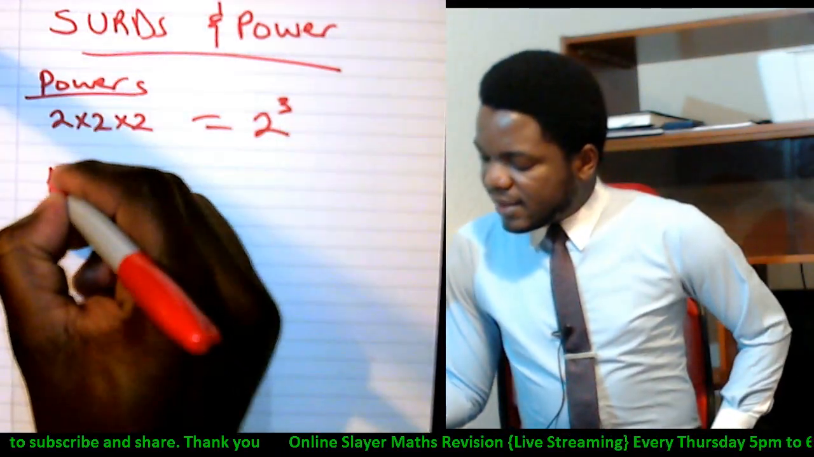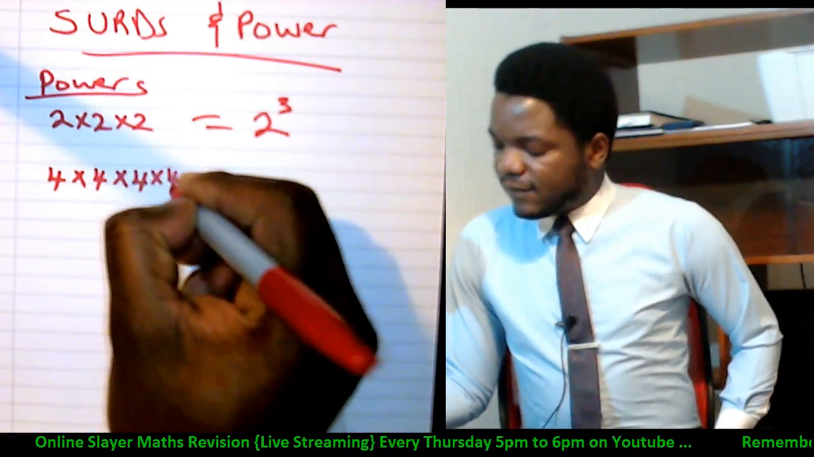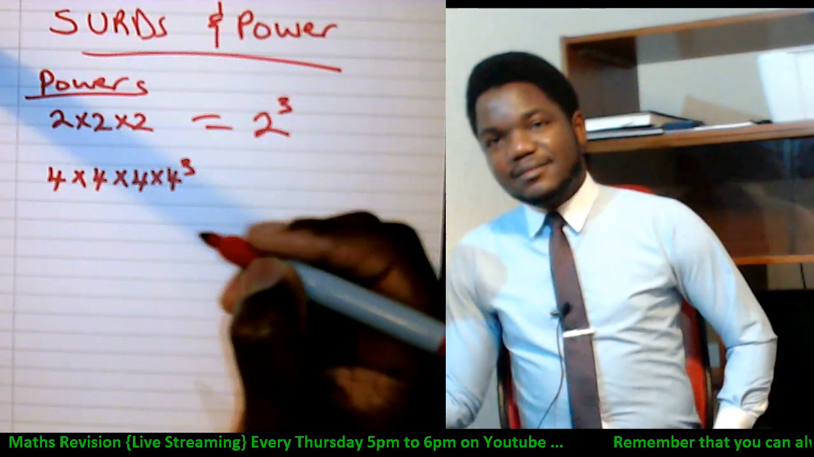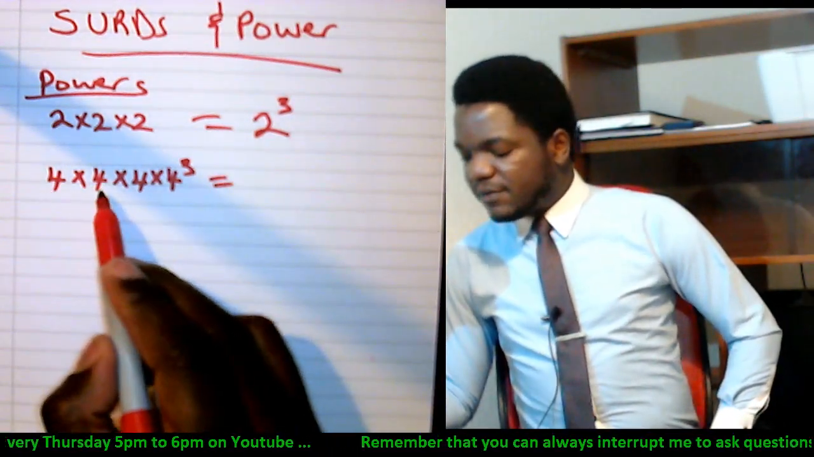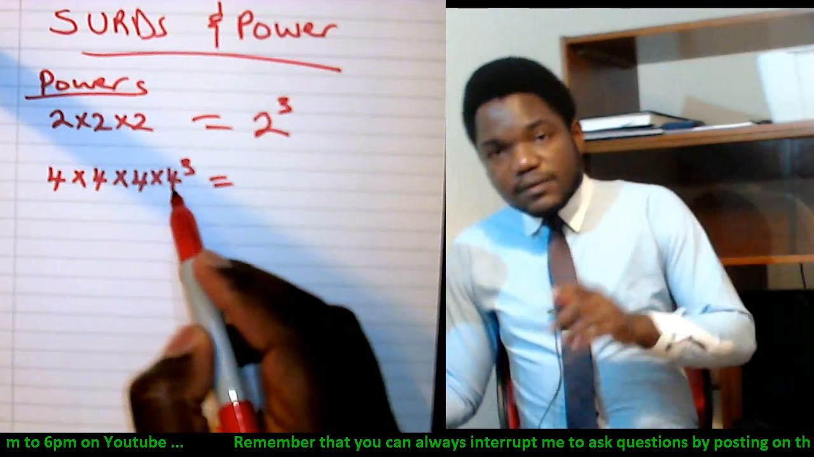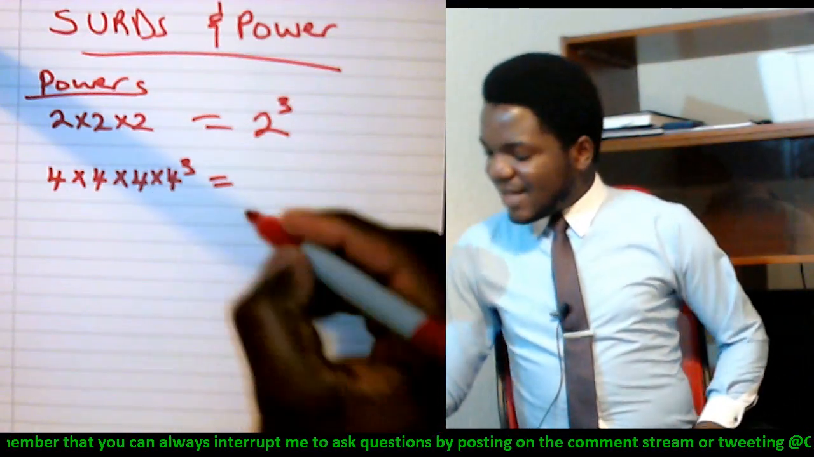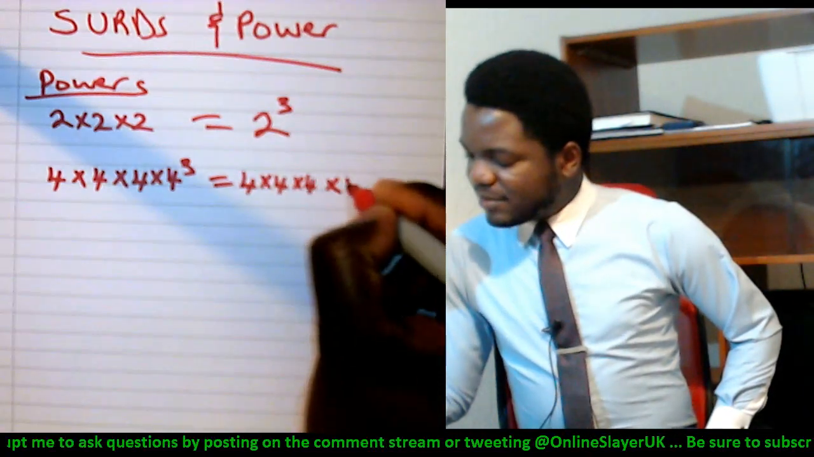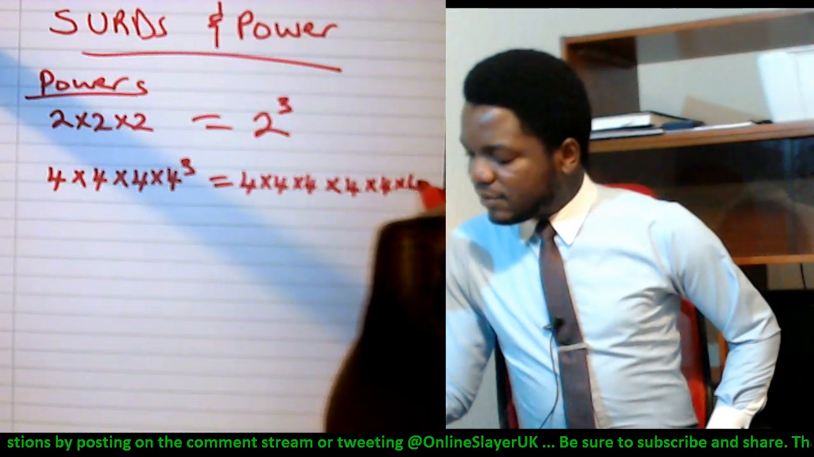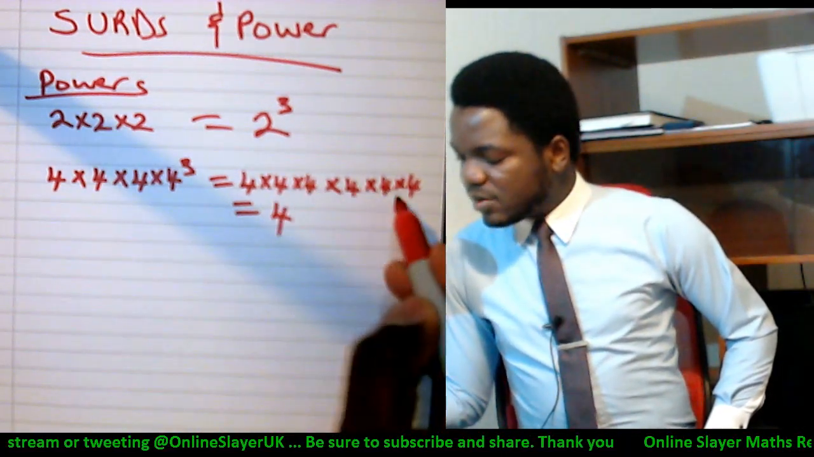What if I said 4 times 4 times 4 times 4 to the power 3? What does that mean? That means 4 times 4 times 4 times 4 times 4 times 4. And that is 4 to the power, how many 4s do I have? 6.